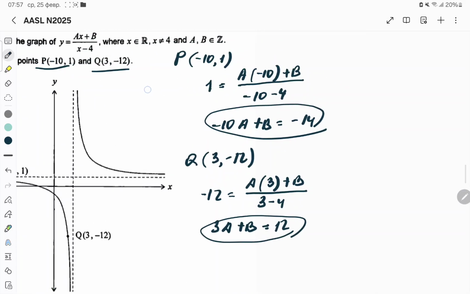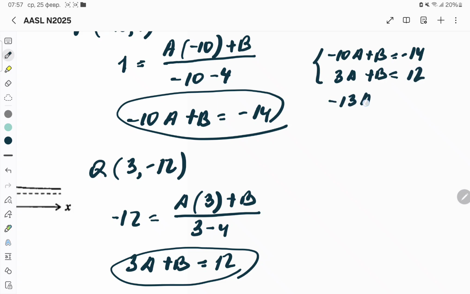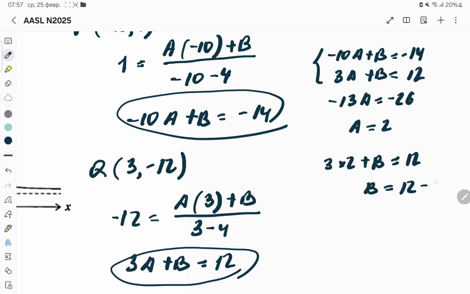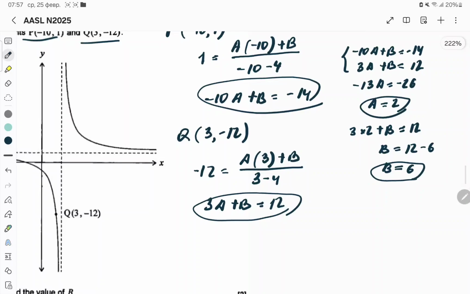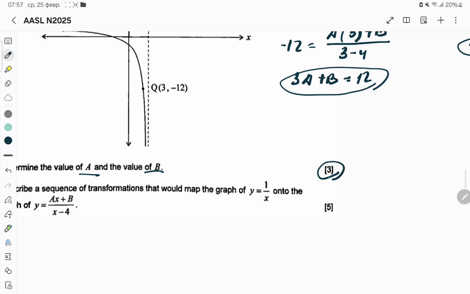And now let's solve the simultaneous equations. Negative 10a plus b is equal to negative 14, and 3a plus b is equal to 12. Let's subtract. We will have negative 13a is equal to negative 26, so a is equal to 2. To find b, I will plug in the value 2 for a, and we get b is equal to 6. So these are the 2 answers, and that's how you will get the 3 marks here.